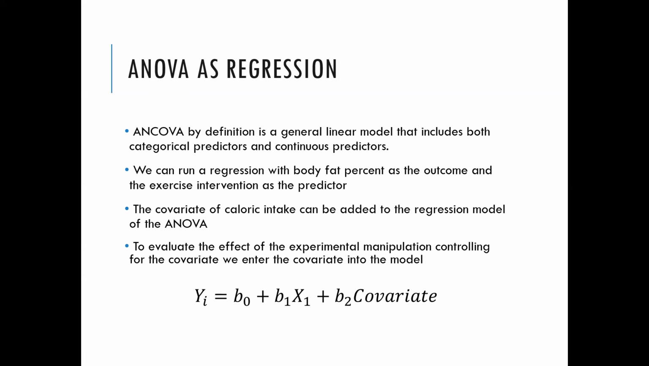So ANCOVA by definition is just a general linear model that includes both categorical predictors and continuous predictors. So we could run a regression with body fat percent as the outcome and exercise intervention as the predictor, and then we would just add the covariate caloric intake to the regression model. To evaluate the effect of the experimental manipulation controlling for the covariate, we would enter the covariate into the model. Let's say X is for the intervention, and then we have our covariate here. And then this would just be body fat percent.